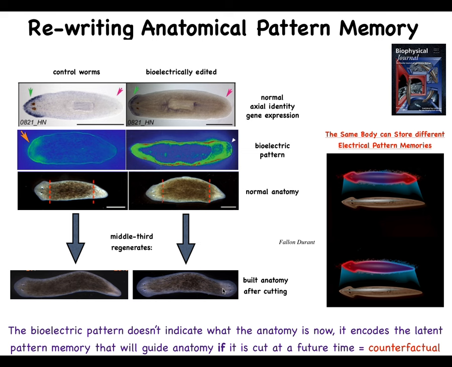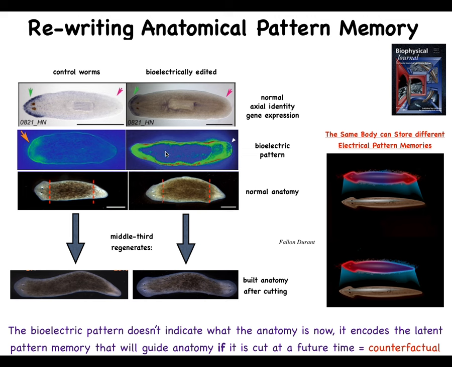Now, notice that this here is not a map of this two-headed worm. This bioelectrical image is a map of this anatomically normal one-headed worm. What we've done is change the voltage, but it's a latent memory. It doesn't do anything until we actually cut the animal. Then you get to find out what the memory was. So the molecular markers, here's the head marker in the head, not in the tail, and the anatomy are perfectly normal. It's the stored representation of what you should do if you get injured at a future time. That's what's been rewritten here. And so this is a kind of counterfactual memory.